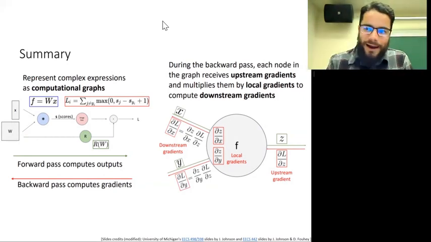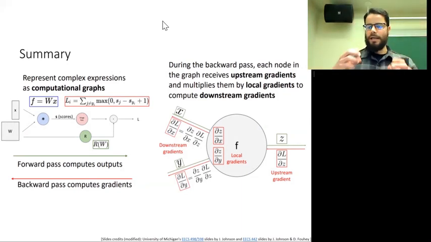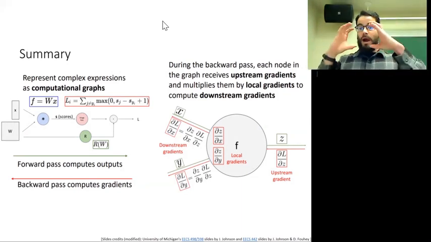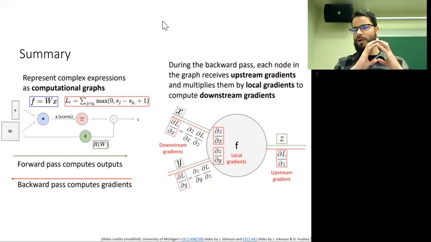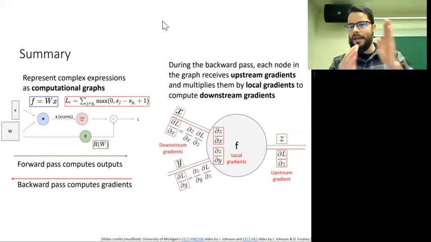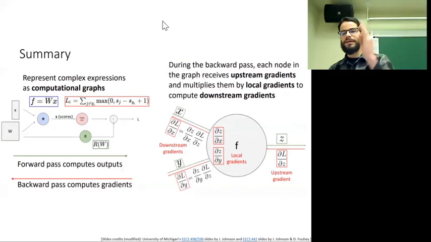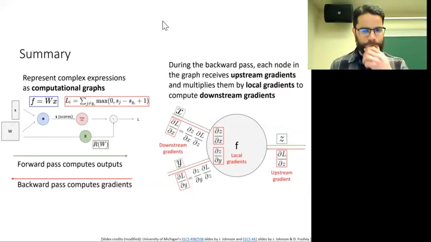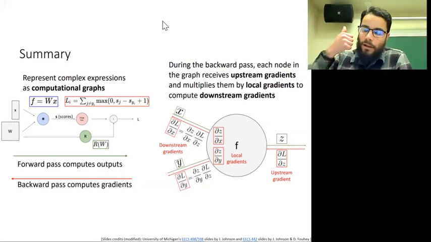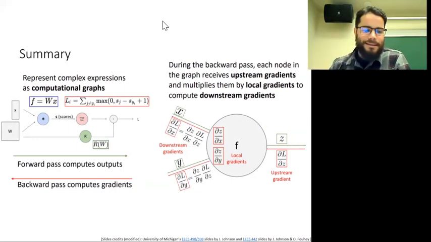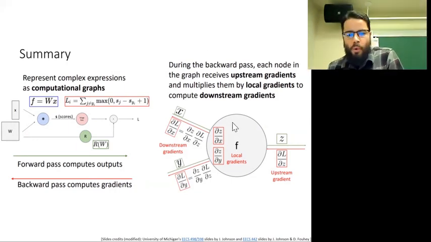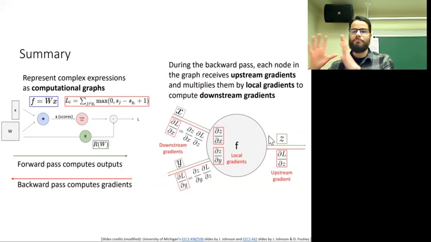We are going to, in the backward pass, use backpropagation to calculate the gradients around each node individually, right? In a way that it's easy, for example, to implement in code. And then we keep backpropagating up until we get to the gradients in the beginning of the network, which are our final objective. During the backward pass, each node in the graph receives an upstream gradient and multiplies it by the local gradients in order to compute the downstream gradients.